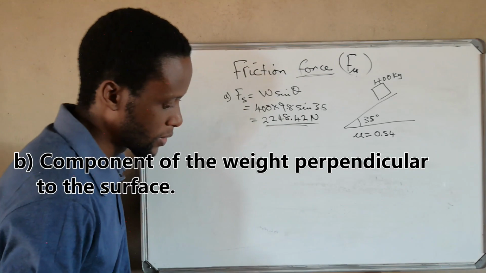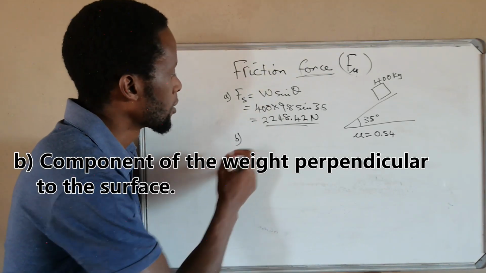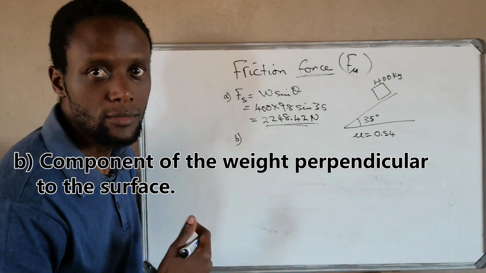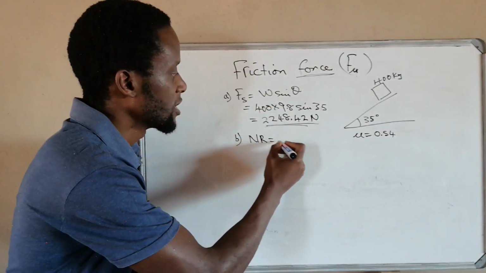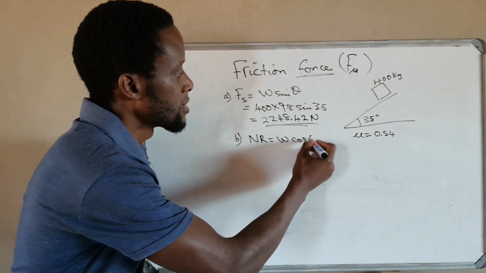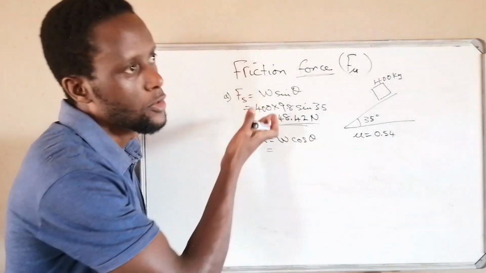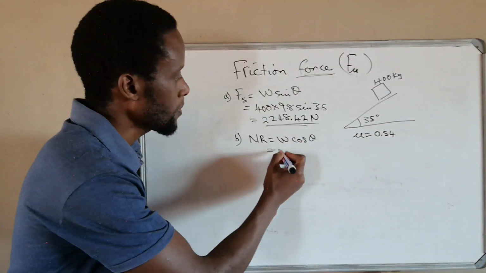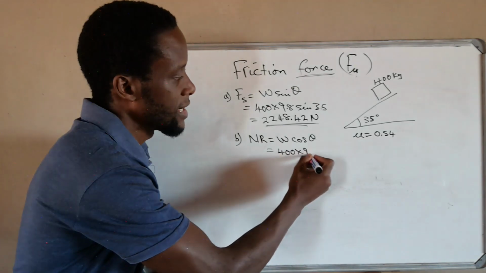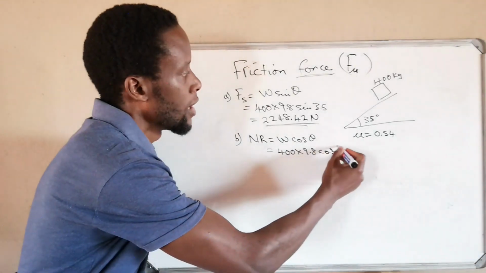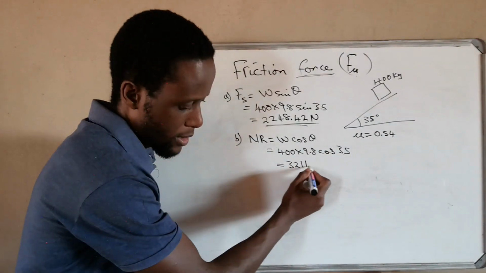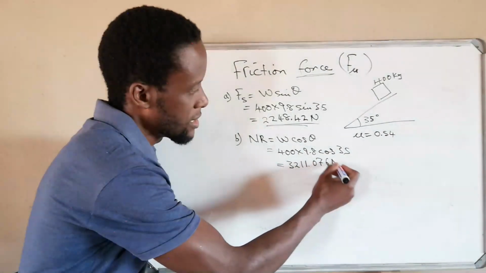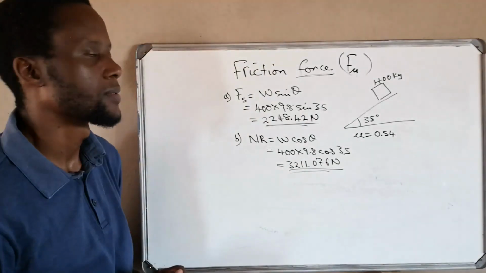Alright, then the next question is for the weight component perpendicular, which is now the normal reaction. Perpendicular means normal reaction. Again, it is the weight times cos theta. Always write your formula before you substitute. Again, 400 times 9.8 times cos of our angle 35, and we get 3211.076 newtons.